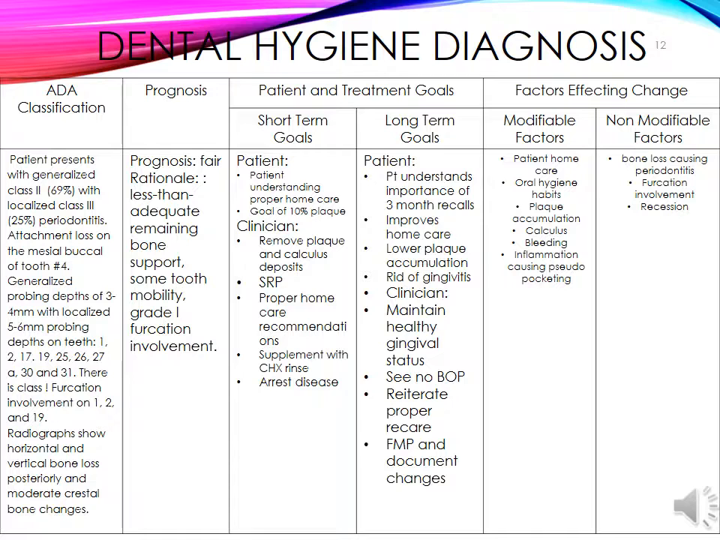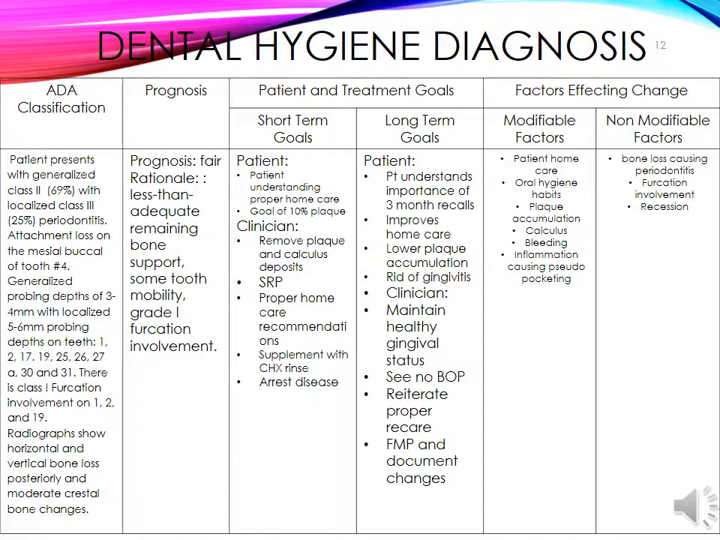Long-term goals for patient are for patient to understand importance of 3-month recalls, improve home care, lower plaque accumulation, to rid gingivitis and Candida albicans infection. For the clinician, the long-term goals are to maintain healthy gingival status, see no bleeding upon probing, reiterate proper recare, and full mouth probe and document changes.